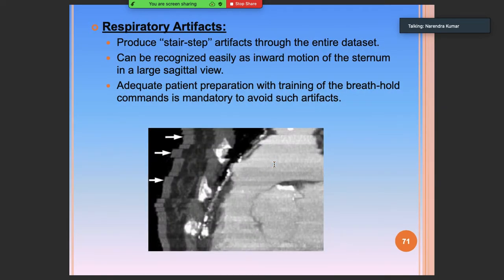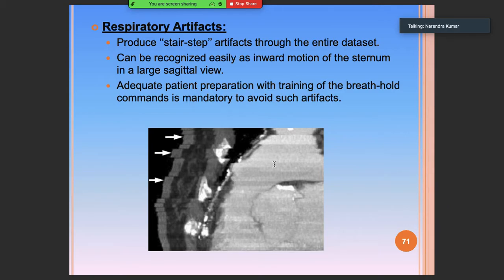What about the respiratory artifacts? As you can see in this image, there is a stair step artifact, isn't it? Through the entire data set. So as we can already see what is happening over here. To avoid this, what would you do? Ask the patient to hold breath for some time.